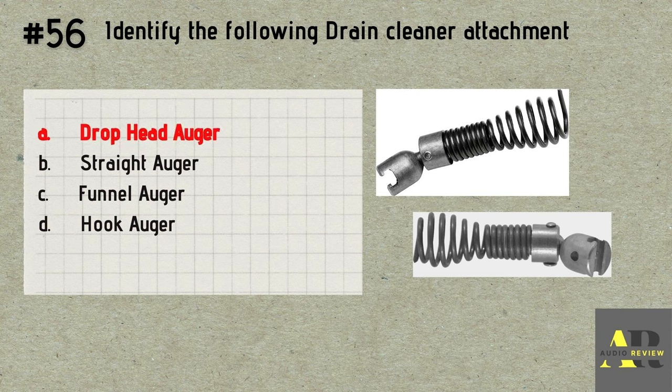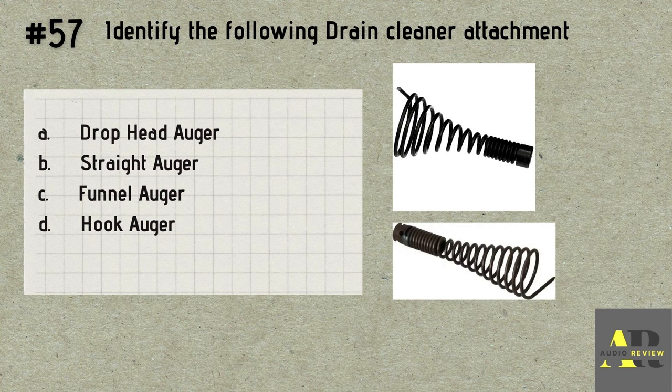Drop head auger. It is a drain cleaner attachment for initial or exploratory cleaning. It is used for cleaning back-to-back mounted fixtures where the cable needs to be led into the downpipe. Drop head auger.